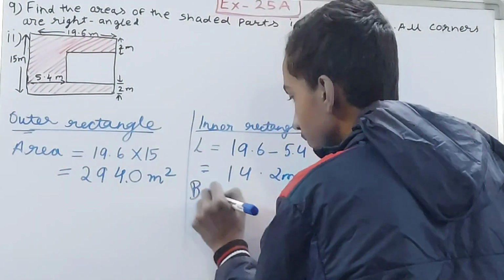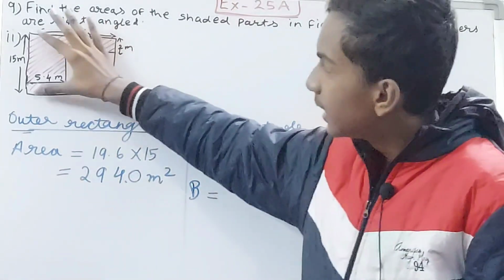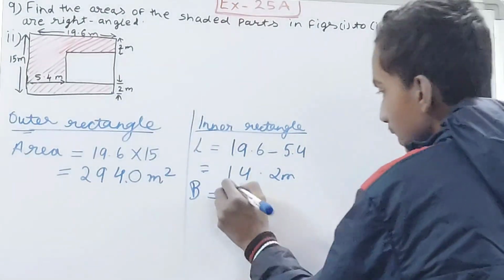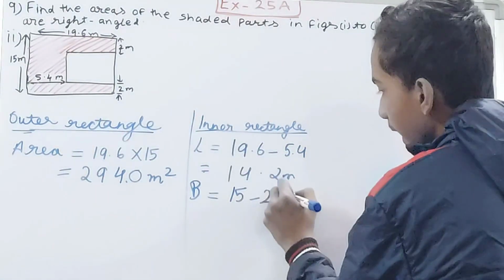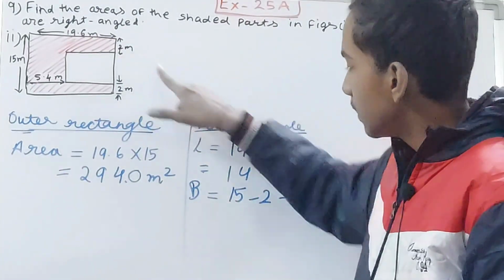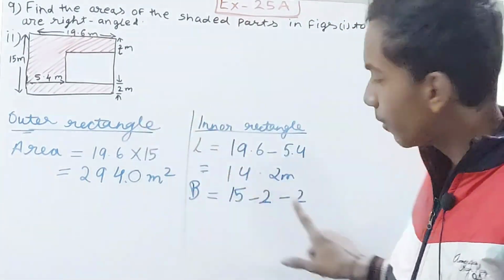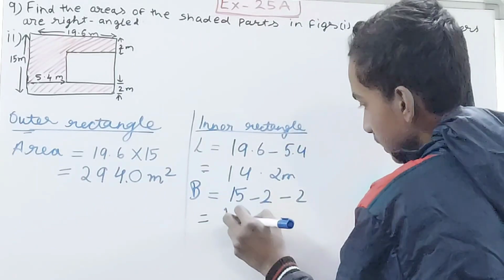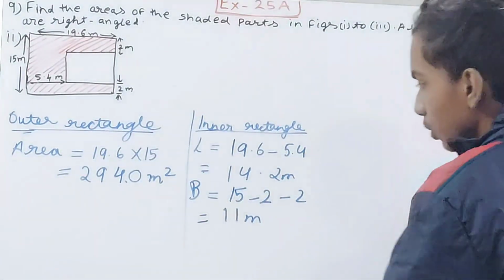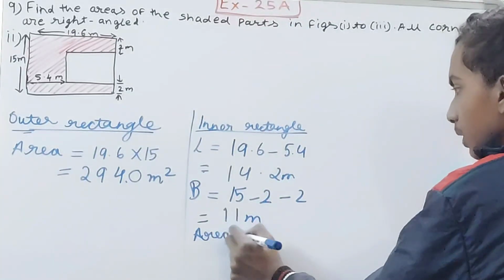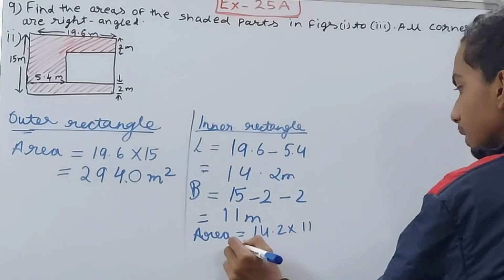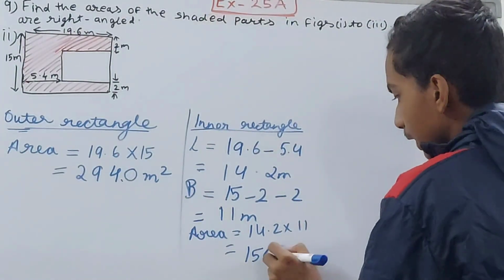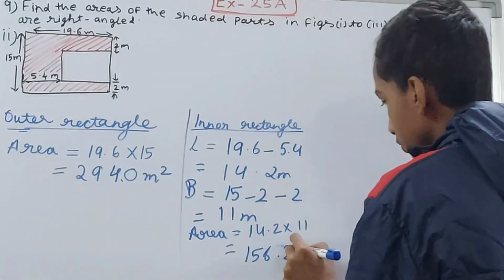And now breadth also we will calculate. This entire side is 15 and there is a 2 meter gap over here, and 2 meters over here. That means 15 minus 2 and minus 2 again, because I've written 2 for another part below that one. 15 minus 2, minus 2, that is 11 meters. This is the breadth. So your area is 14.2 into 11, which is 156.2 square meters.